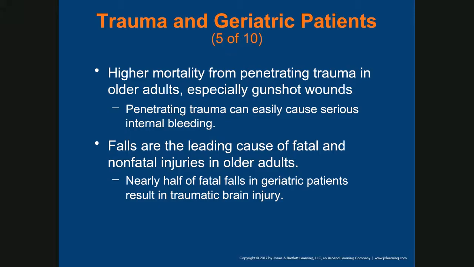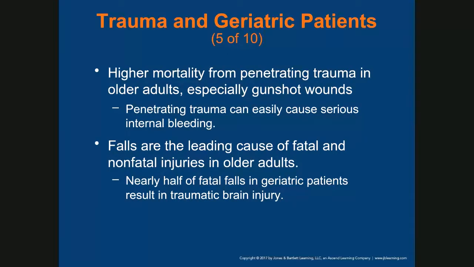Falls are the leading cause of fatal and non-fatal injuries in older adults. Nearly half of the fatal falls in geriatric patients result in traumatic brain injury, and I have already stated why more than two times. So third time, the brain decreases in size. So the brain goes through atrophy as we get older, right?